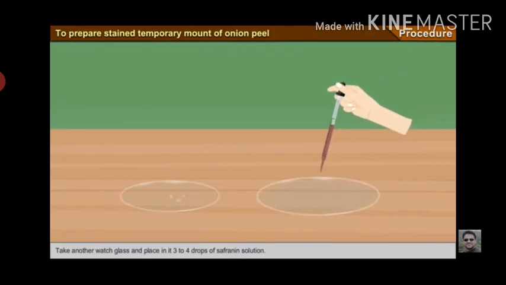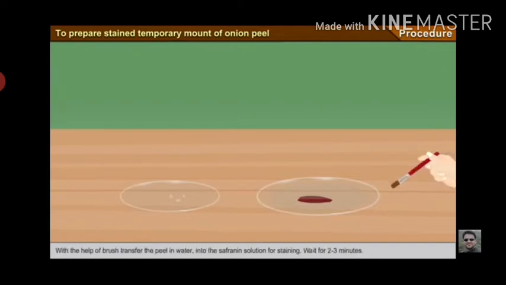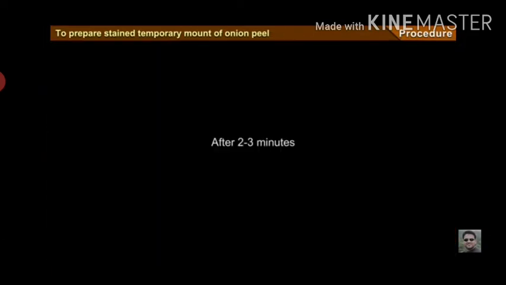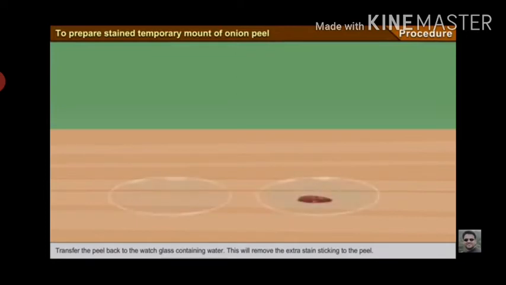Take another watch glass and put 2-3 drops of saffron in it. Now transfer the peel from water into saffron with the help of a brush for staining and wait for 2-3 minutes. After 2-3 minutes, transfer the peel back to the watch glass containing water. This will remove the extra stain sticking to the peel.